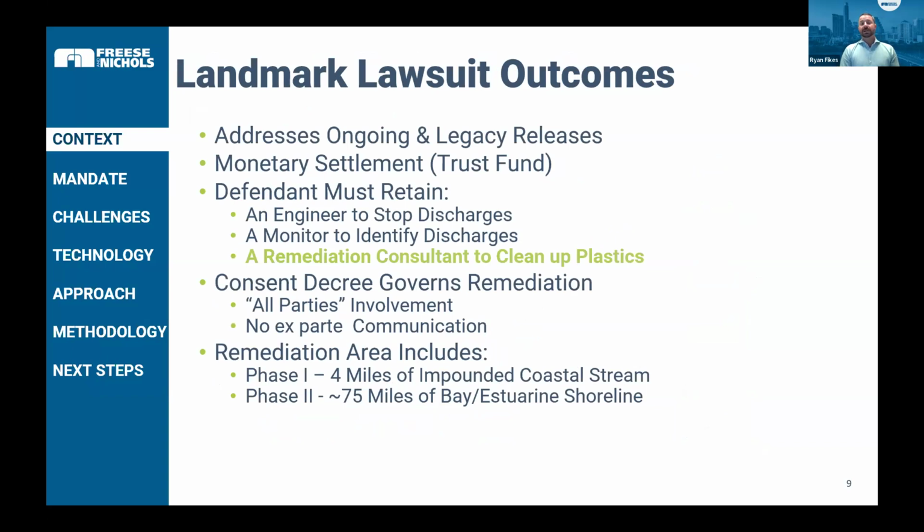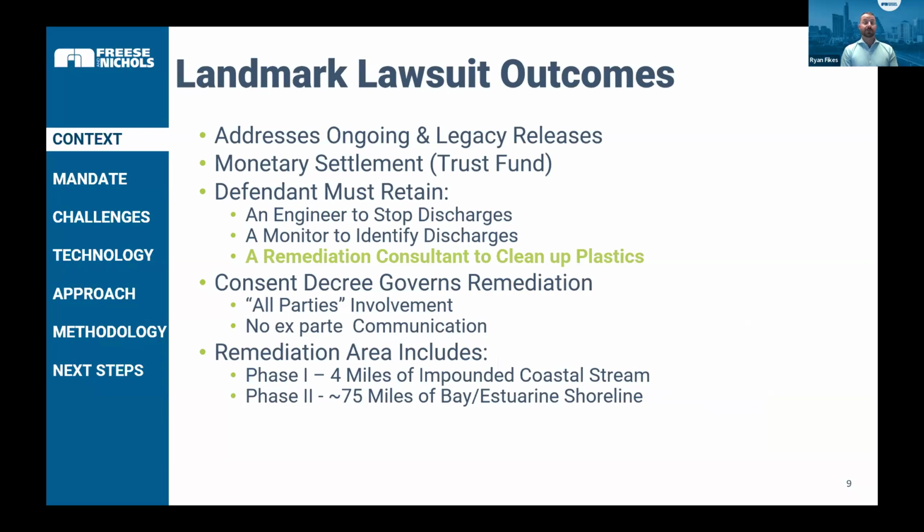So a couple things about this kind of landmark lawsuit that governs this project. The key thing here, first and foremost, is it is not just addressing current releases of plastics, it addresses legacy releases. In the case of this project, 3 decades, 30 plus years of releases into the environment, which makes things very complex. There's also a monetary settlement outside of the Clean Water Act fines and penalties governing the restoration work that goes into a trust fund.